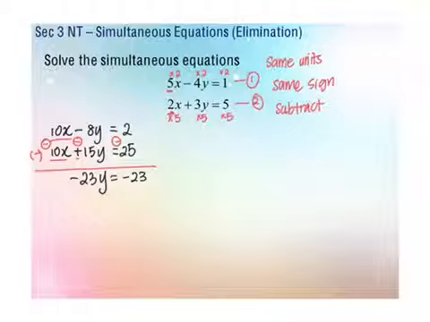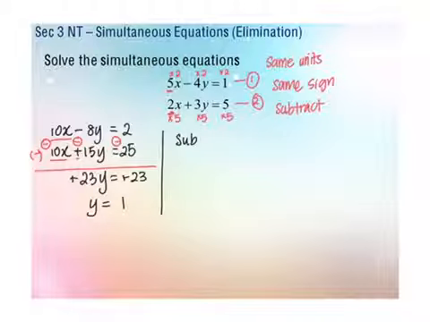So what are we going to do now? We are going to find 1 unit of y. I can divide both by negative 23 or get rid of the sign first, then divide by 23. I'll get y equals to 1. Now after this, we need to find the value for x. So I will sub y equals to 1 into one of the equations.